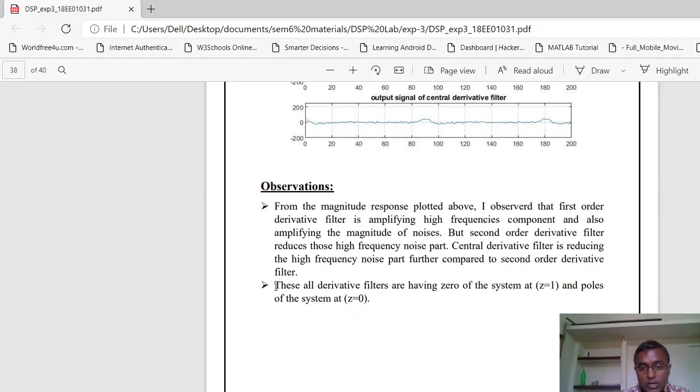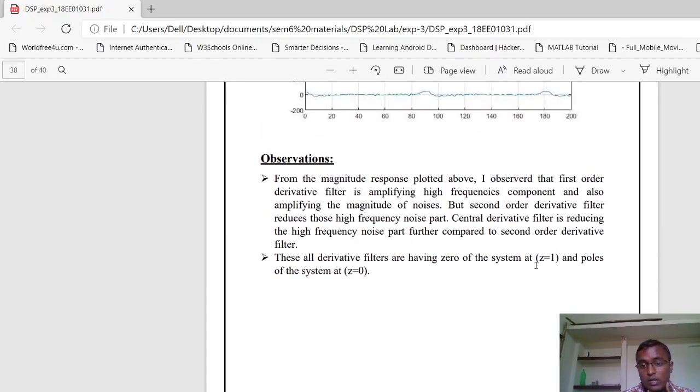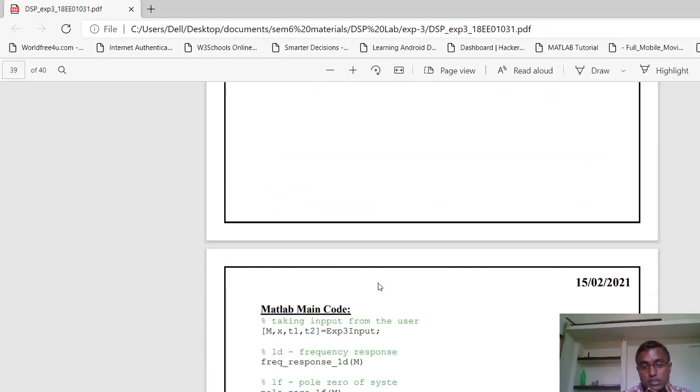In this one we can also observe that for these derivative filters, at z is equal to 1 we have a zero, and at z is equal to 0 we have poles of the system.